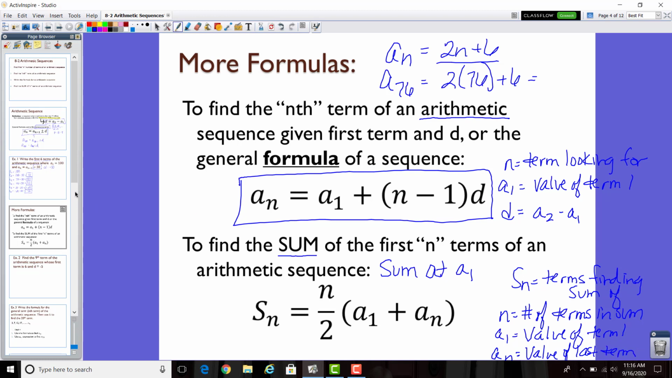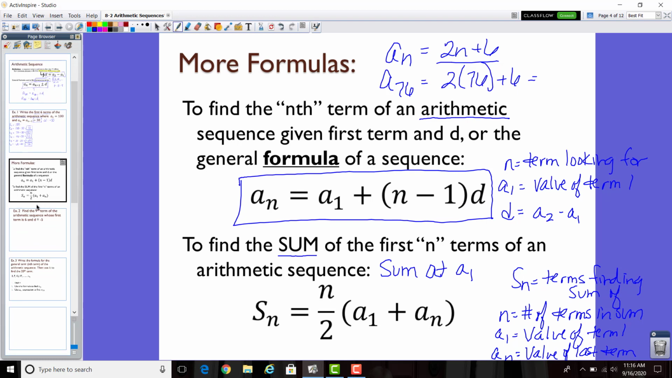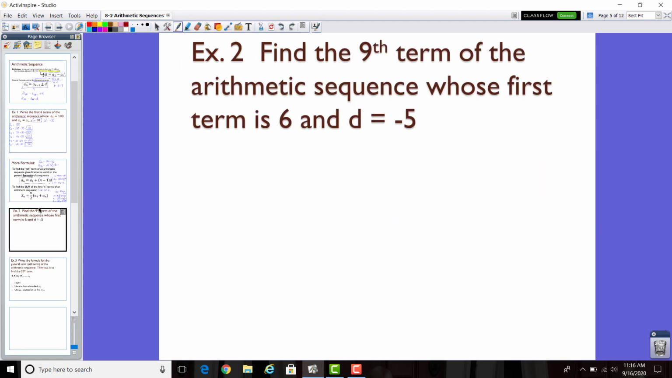Okay, so let's look at some examples that will force us to use these formulas. Find the ninth term of an arithmetic sequence. Well, if we're looking for the ninth term, that means we're looking for a sub 9. Remember, a sub n represents a specific term. S sub n always represents the sum of some terms. So if we're looking for the ninth term of an arithmetic sequence, we know we're looking for a sub 9.